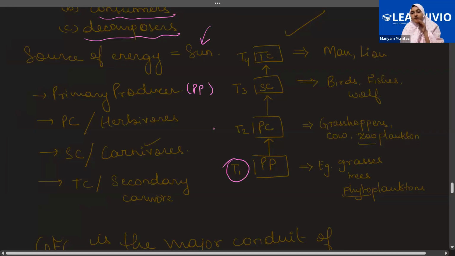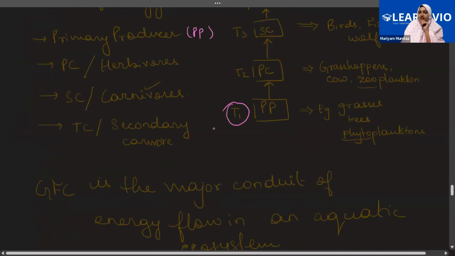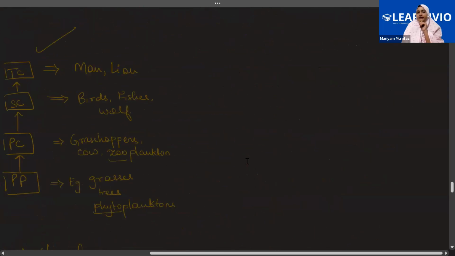PC is primary consumer, so that is herbivore. SC is secondary consumer, that is a carnivore. And TC is a tertiary consumer, that is a secondary carnivore. Okay, I'll write here also.